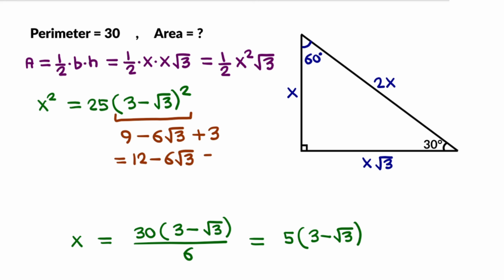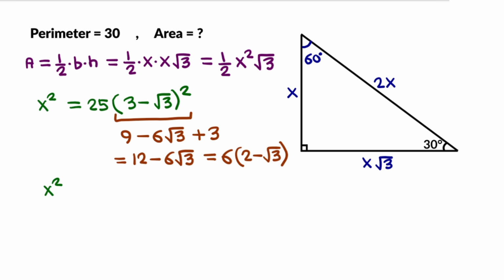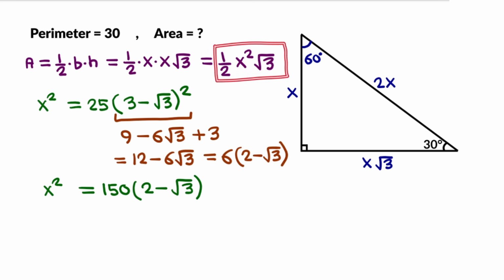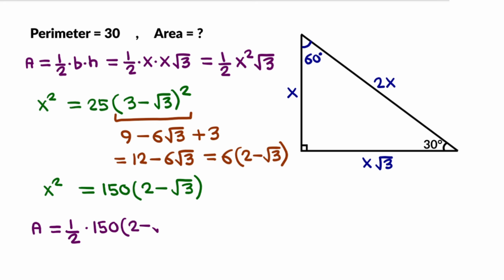Factor out a 6. That becomes 6 times the quantity 2 minus square root of 3. Therefore, x squared equals 150 times the quantity 2 minus square root of 3. Now, substitute that into the area formula. Area equals 1/2 times 150 times the quantity 2 minus square root of 3 times square root of 3. 1/2 times 150 is 75.